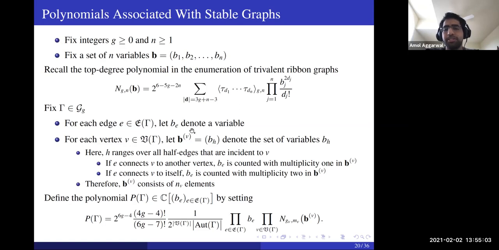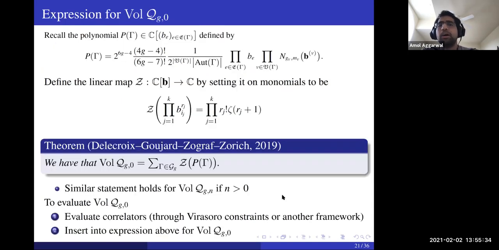So I have a set of variables associated with each vertex. And I'll define this polynomial to be some explicit polynomial that's going to depend on gamma. It's going to be a polynomial in these Bs. And it's some prefactor times a monomial involving the product of these Bs times a product of these Kontsevich polynomials, where the product is over all vertices of the graph. Okay, so here is just some polynomial that I'm somewhat arbitrarily, at least for the moment, writing down.